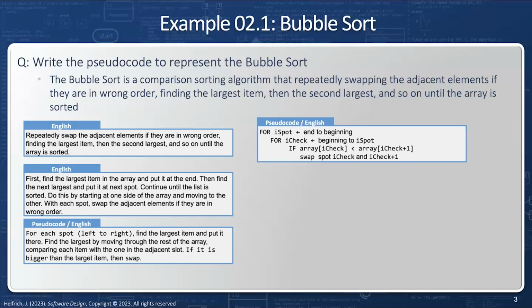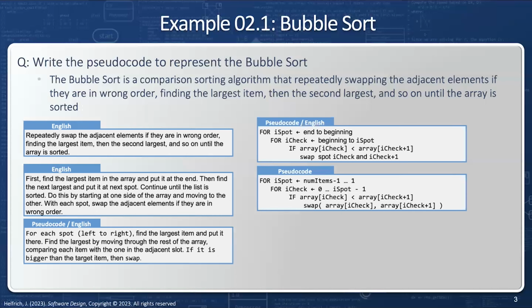Another iteration, and I'm going to have mostly pseudocode and a little bit of English. For i spots, and I'm actually naming the variable, it goes from the end to the beginning, and that's English. For i check, beginning to end, so once again, a little English. And then if they're out of order, if array of i check is less than array of i check plus 1, then swap them. Okay, so now I have mostly pseudocode here.